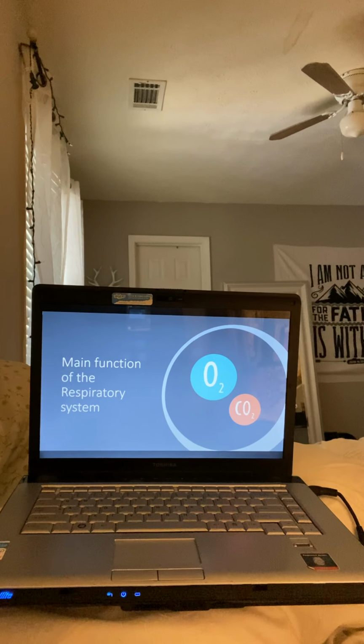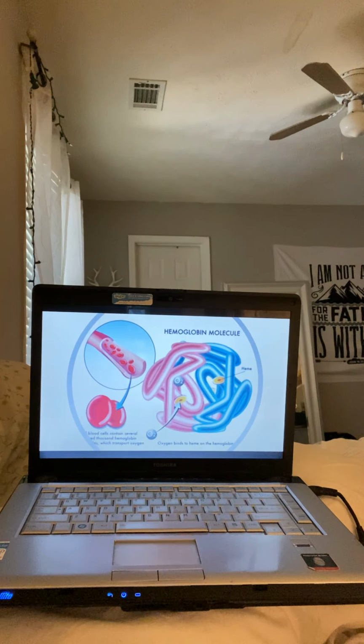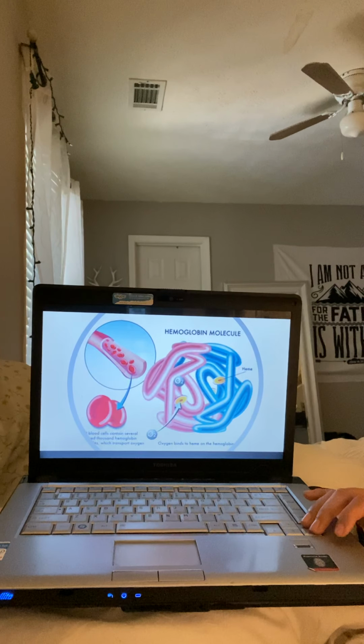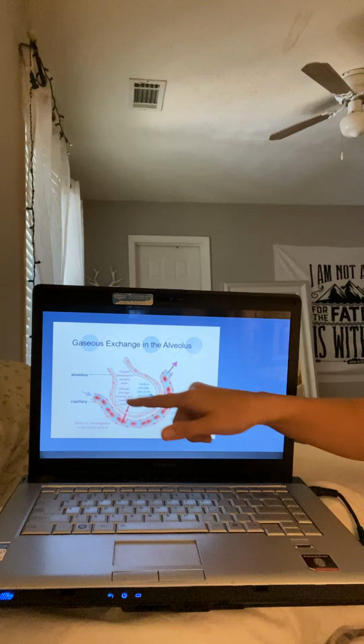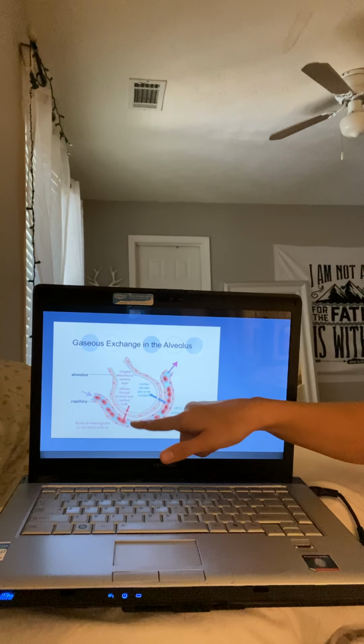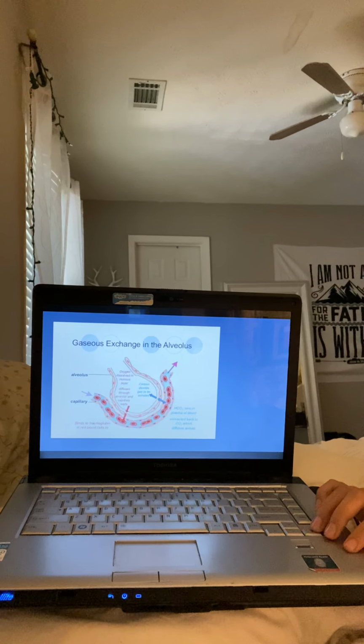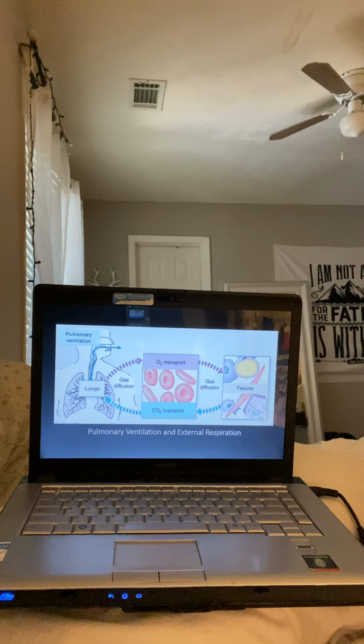The main function of the respiratory system is to supply the body with oxygen and collect CO2 and remove it from the body. Oxygen will bind to hemoglobin and travel through the bloodstream and diffuse into the tissues at the capillary beds and go to all the tissues of the body. Here you can see in the alveoli, it is diffusing with the capillary for gas exchange.